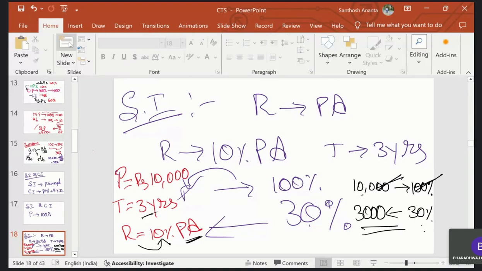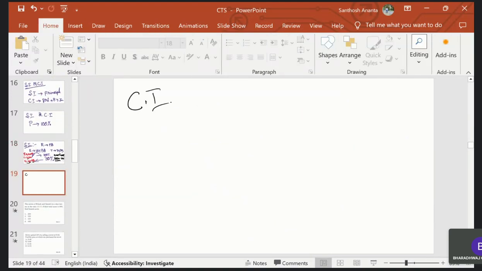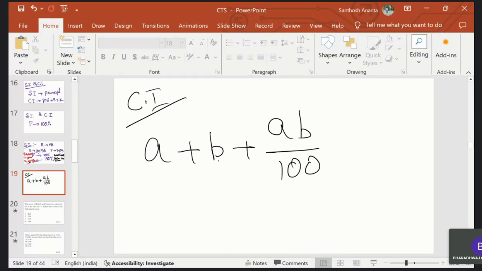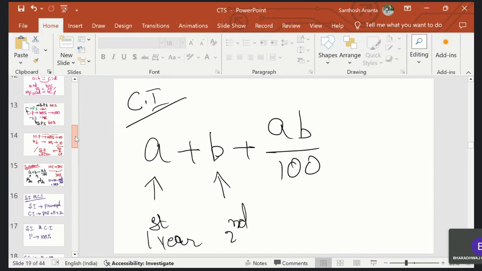Now coming to the compound interest here. To find the overall compound interest, the logic is a plus b plus ab by 100. If it is minus, it comes under successive discount; if it is plus, it comes under compound interest. Here a is the first year interest, and b is the second year interest.